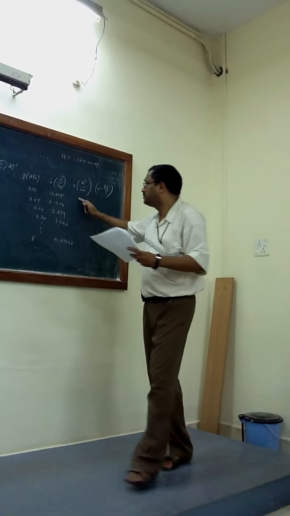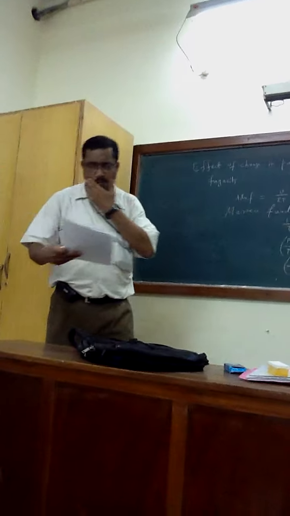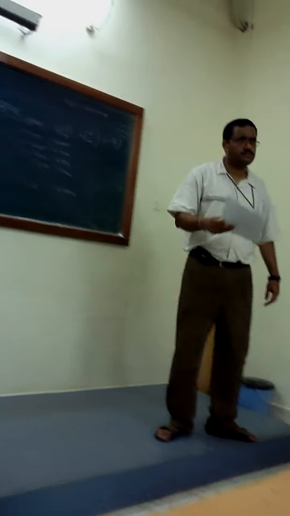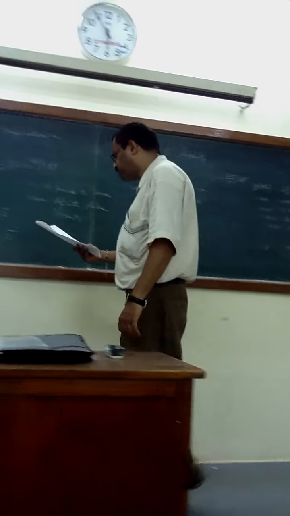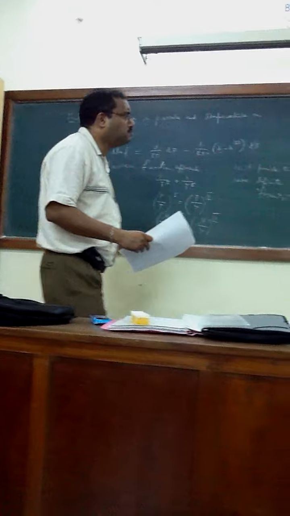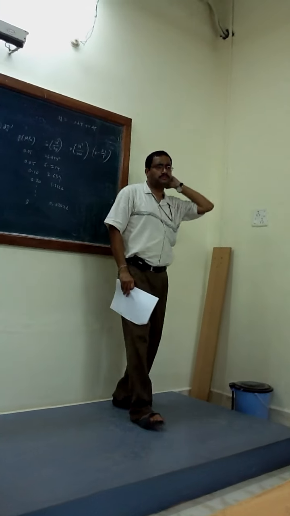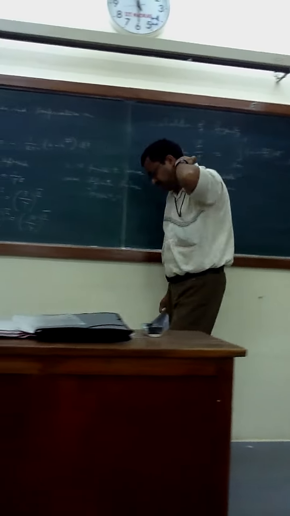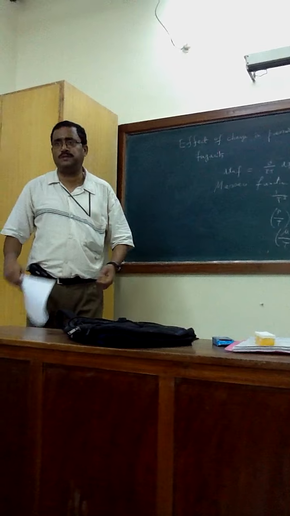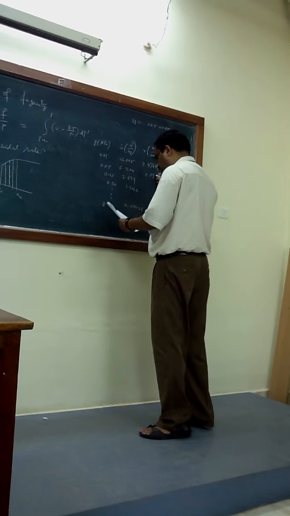What is the first value? How much is the first value? 0.476 minus RT by P, meter cube per mole, 10 to the power 4.